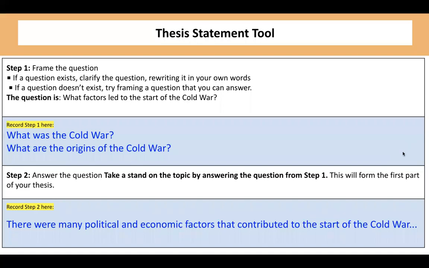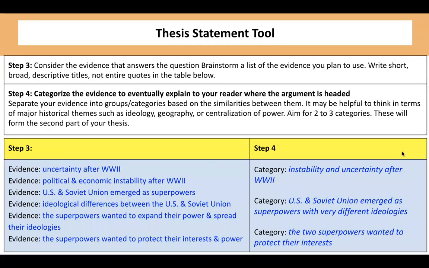So then in step 3, we tried to really flesh this out. We tried to brainstorm, well, what evidence do we know about the origins of the Cold War? And then in step 4, we realized there were some patterns, there were some themes that we could categorize and put our evidence into. And we came up with 3 categories. So in this video, we're going to use everything we've done from steps 1 through 4, and we're going to put them together to form our thesis statement.